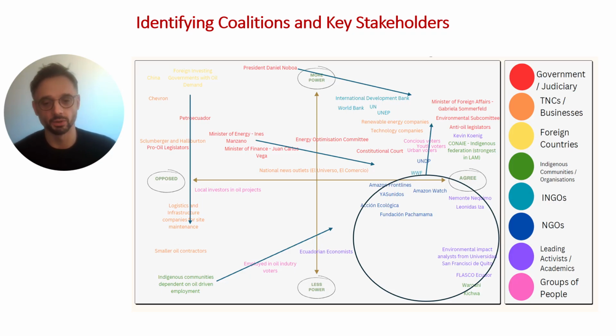At the same time, they want to both empower and change the minds of indigenous communities who currently rely on oil-driven employment in order to make them allies in their SMART asks and goals. Likewise, they want to slightly reduce the power while at the same time persuading both the President and the Minister of Energy that there is an alternative to mining and the renewable energy sector needs more investment.